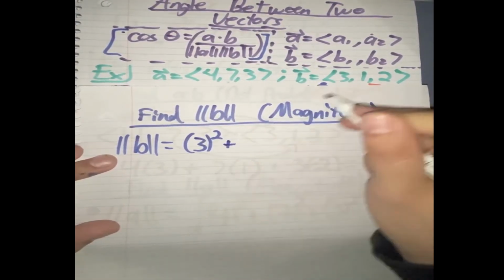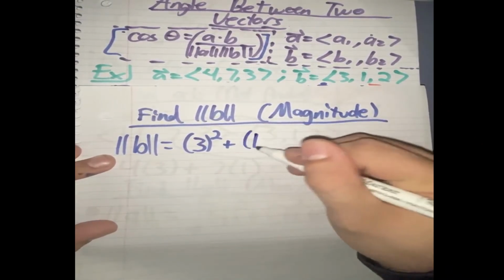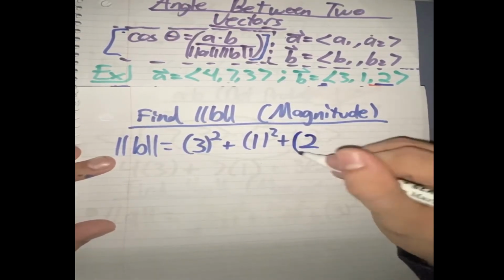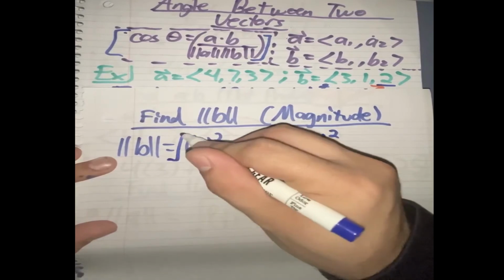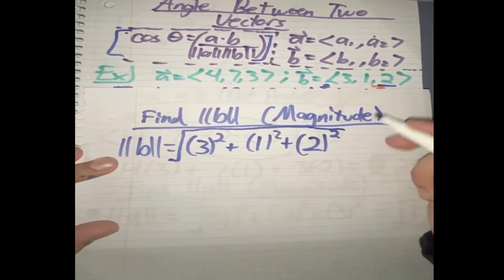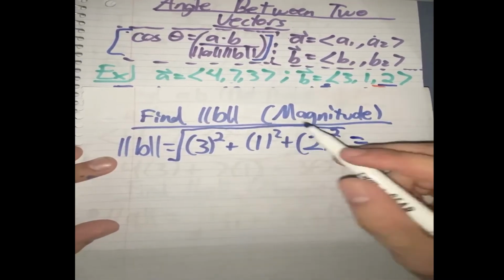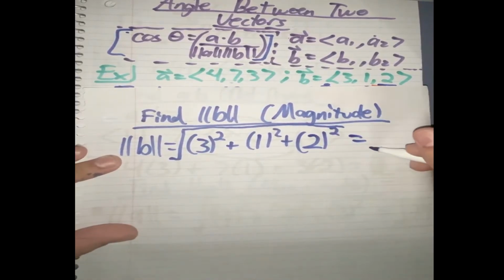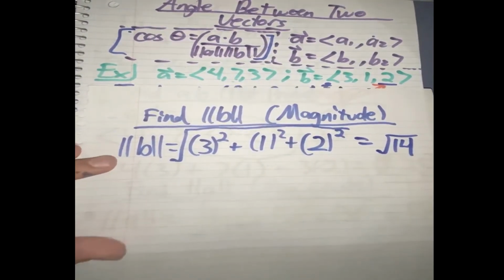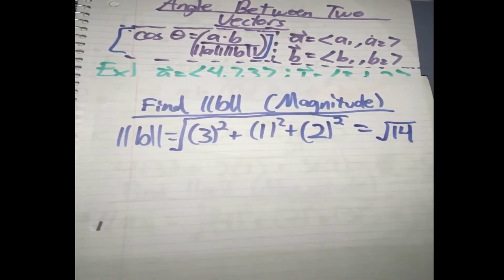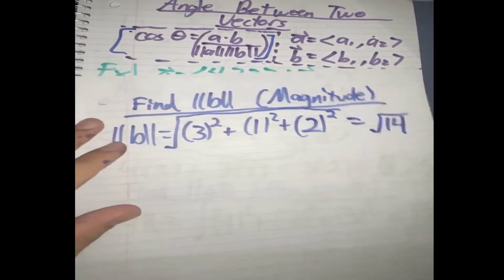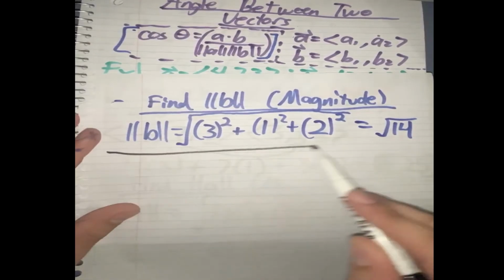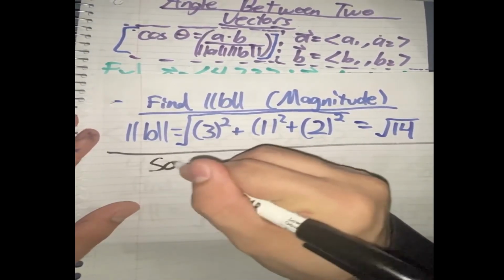3 squared plus 1 squared plus 2 squared. Whenever we compute this, we get 9 plus 1 plus 4. So that would be the square root of 14. And now we have our A dot B, we have our magnitude A, and we have magnitude B. So now the next step is to solve for theta.